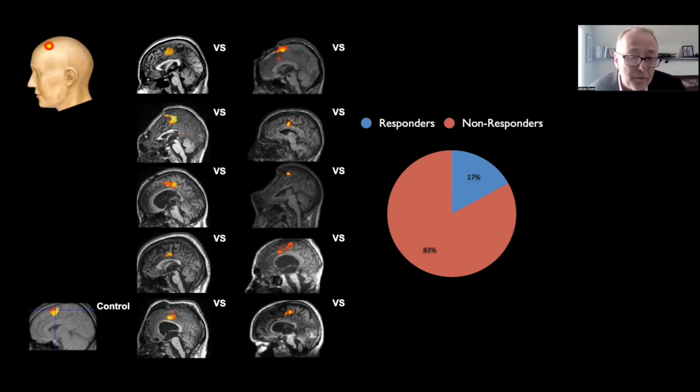Now, this is not just data from my own laboratory. In 2016, in the Green Journal, Conziella and colleagues published data from many, many labs around the world that are now using our task or versions of our task.